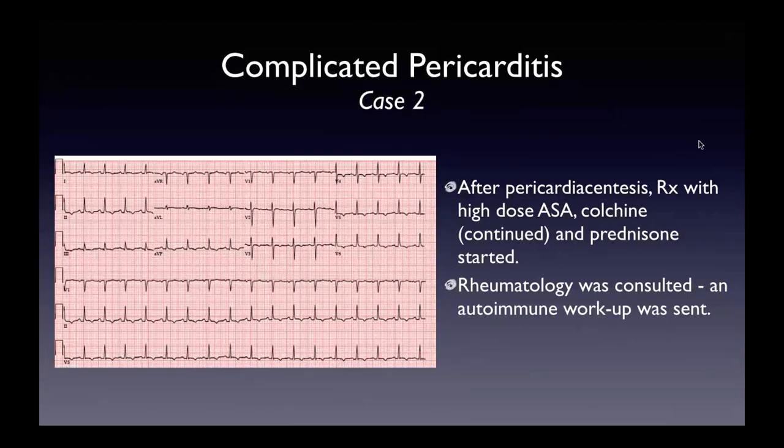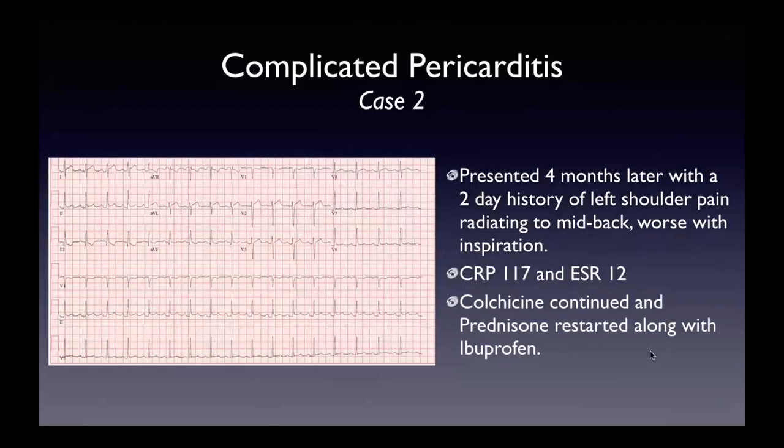So he was also treated with pericardiocentesis. Colchicine was continued, and this time, with recurrence, prednisone was started and rheumatology was consulted, just to see if there was a rheumatologic cause. I forgot to mention the patient did have a history of Crohn's disease, which was the only other history of note.